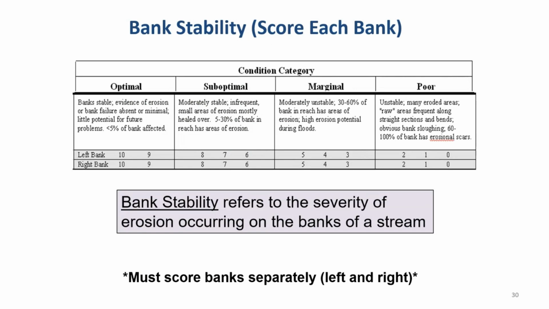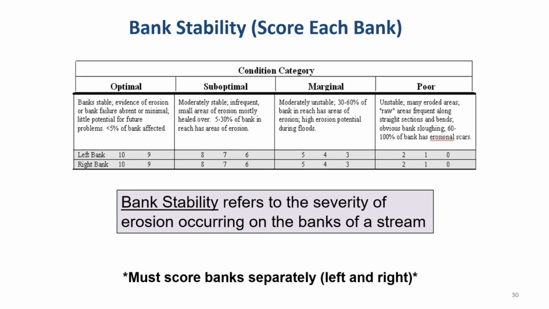Okay, so bank stability is scored separately for left bank and right bank. So the total for this question is going to be between 0 and 20, just like the other questions, but you're going to look at each bank separately and give a score between 0 and 10 for each bank. Bank stability refers to the severity of erosion occurring on the banks of a stream. So you're not looking very far from the water. You're just looking at the stream banks, maybe a few meters.